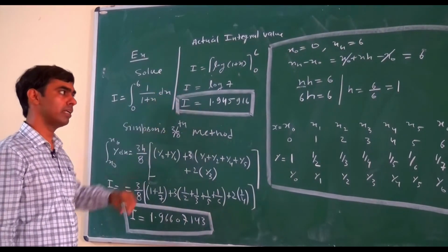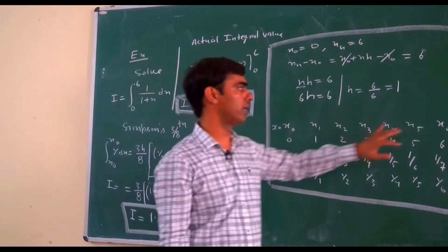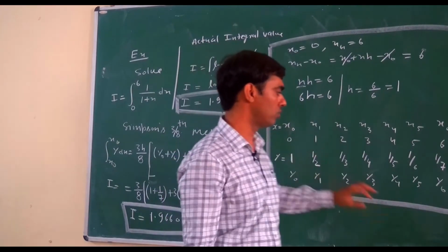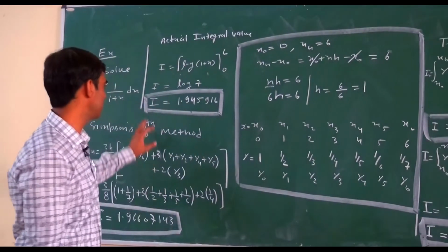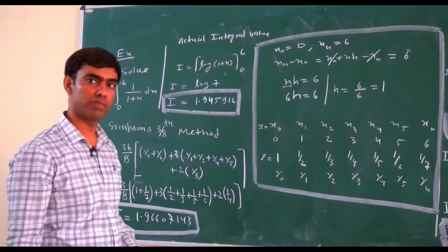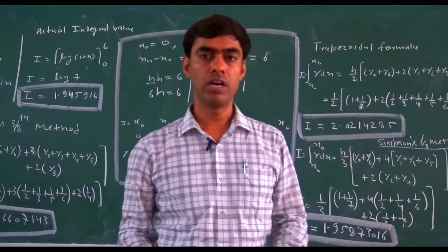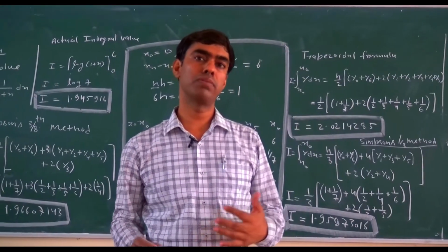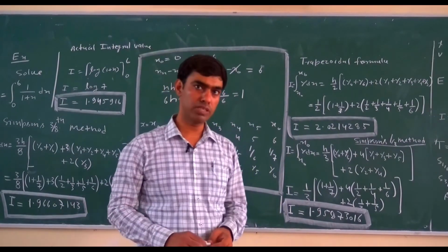And how do we find the error? We find the error as the difference between the actual value and the approximate value. So we find the error for the trapezoidal rule, the Simpson 1/3 rule, and the Simpson 3/8 rule. This is how we solve any numerical problem using the trapezoidal rule, Simpson 1/3 rule and Simpson 3/8 rule. Now next, what are we going to solve?